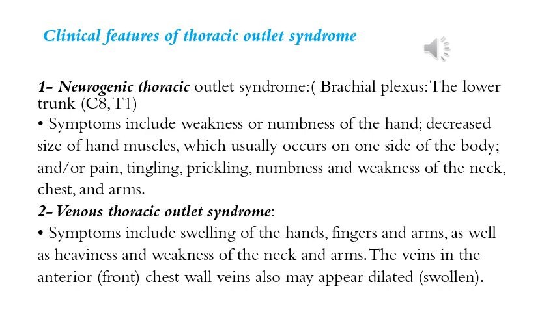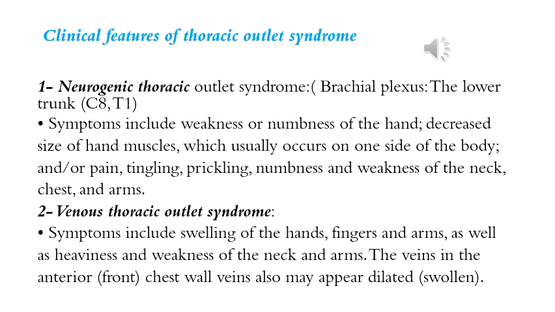include numbness of the hand, decrease the size of the hand muscle, which usually occur in one side of the body, or pain, tingling, numbness and weakness of the neck and chest and arm. إذن هذه symptoms of the neurogenic symptoms أو بعضها يسمى neurogenic thoracic outlet syndrome.